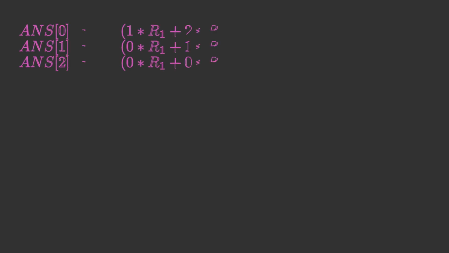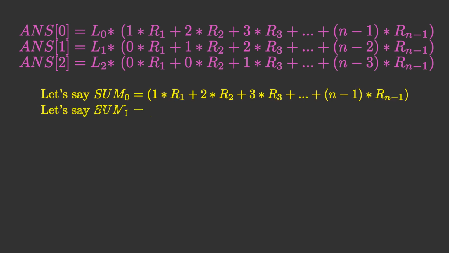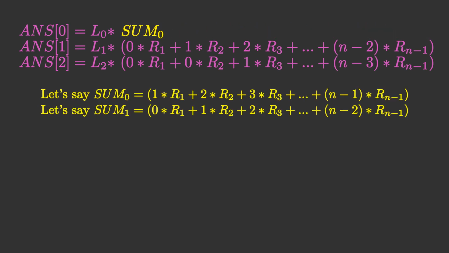Assume we already have L values and R values calculated for all the inflection points. We will actually see in a later part of this video how to calculate them efficiently. For now, let's look at how our generic solution will look. Say we were considering the answer 0 equal to L0 into 1 plus R1, 2 into R2 and so on. Similarly, answer 1 is equal to L1 into 0R1 plus 1R2 plus 2R3. Now the coefficients of these L0, L1 and L2, we can consider as some other variables, say sum 0 and sum 1. Now we will replace them with this sum 0, sum 1 and sum 2.